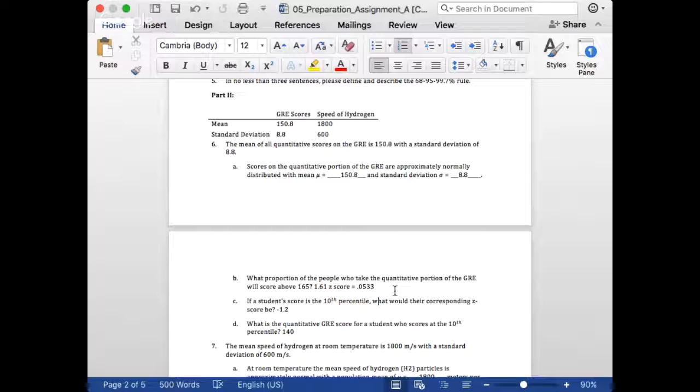Wait, hold on. I think it's not positive 1.2, it's negative. How do you know that it's the negative, not the positive? Because I'm seeing both. It's not above the 50th percentile, right? Yeah, because it's the 10th percentile, so it's going to be the lesser one. Okay, that went right over my head.